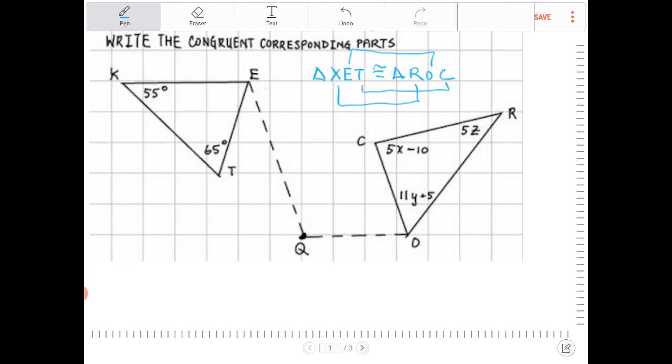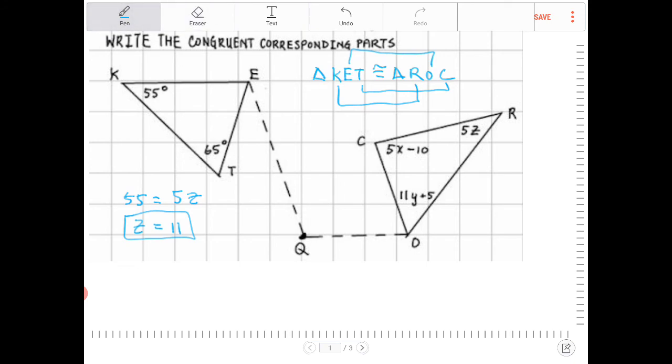So angle X is 55. It will be congruent to 5Z. Divide by 5, Z is equal to 11. Angle, oh, that's a K. So that's not an X, that's a K.